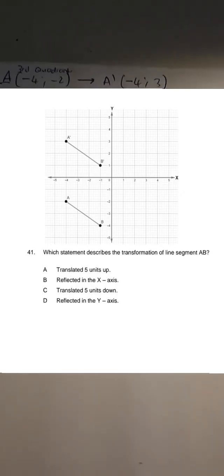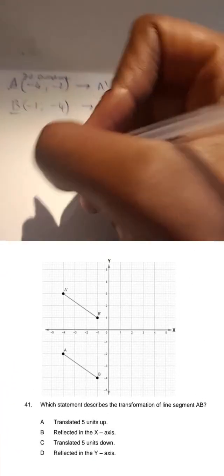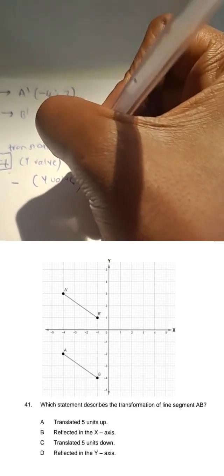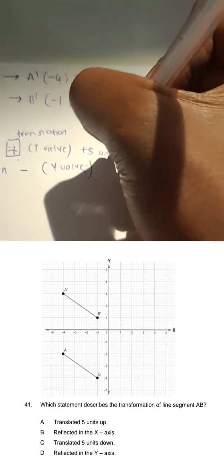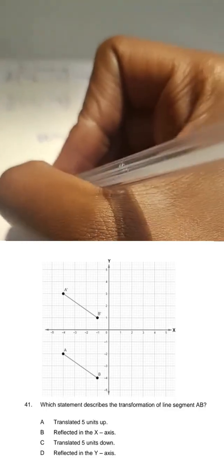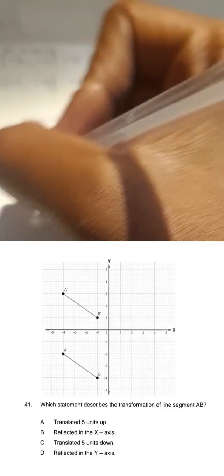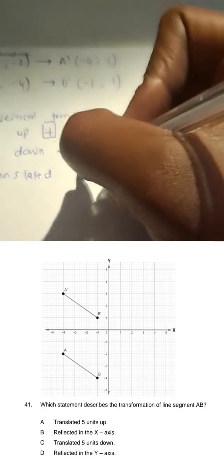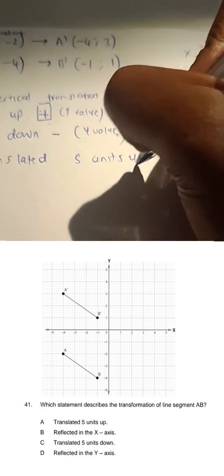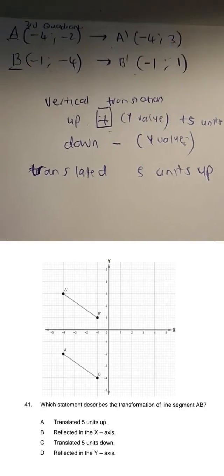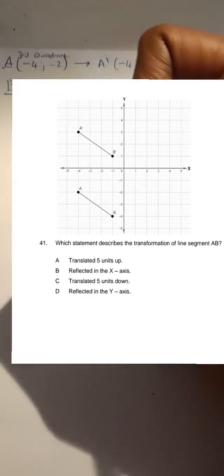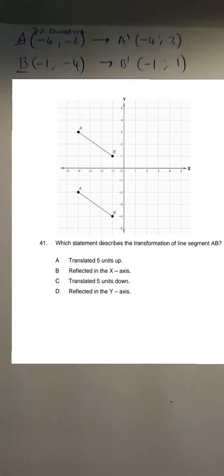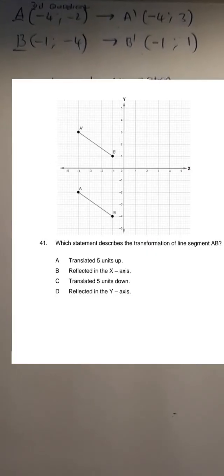So number 41, we would comfortably say, because we know we added 5 units to y, it means that we translated 5 units up. So it will be easy for us to choose our option. Option A as our answer. That's it.